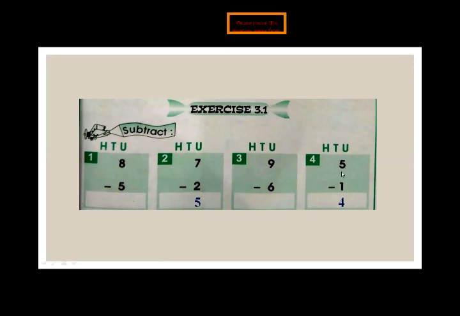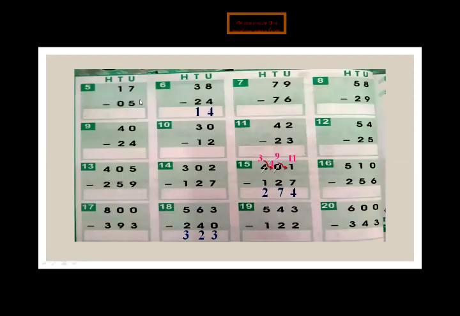Now here you see hundreds, tens, units. 5 minus 1, 4, because 5 is greater than 1. You easily subtract. Here you see 4. So 5 minus 1, 4. Your difference is 4. Move to the next page.